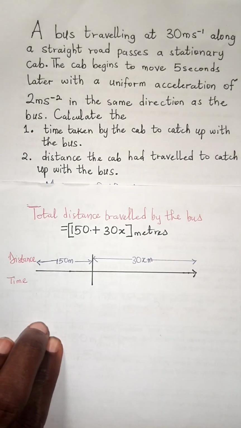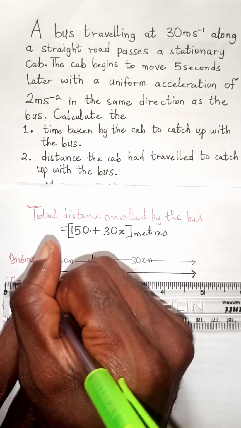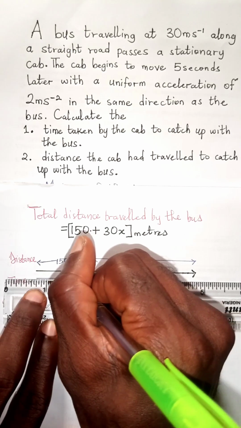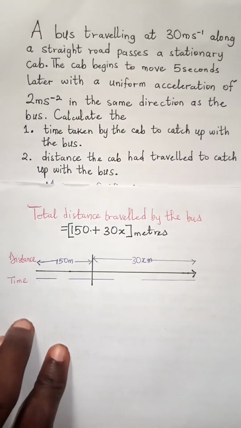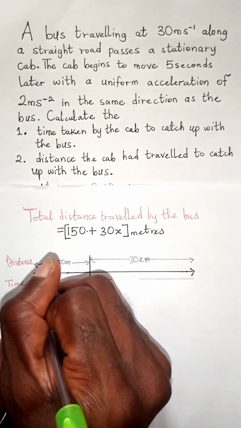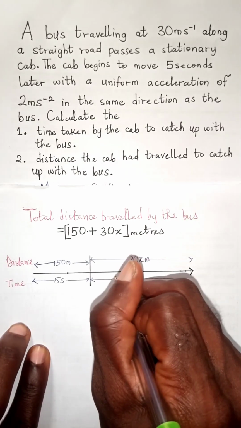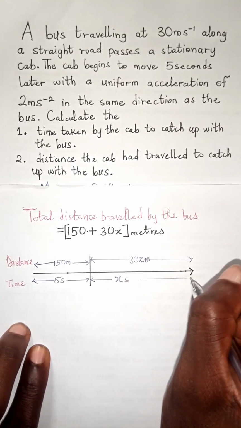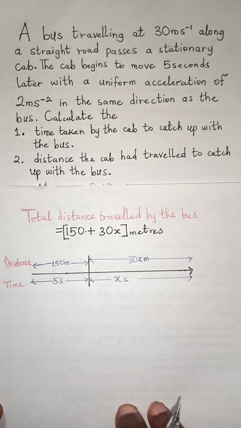Now, how about the timing? The time taken to cover the first phase of the journey of the bus is 5 seconds. So we put 5 seconds here. Then the time taken during the second phase of the journey is x seconds. That is an illustration of the motion of the bus.